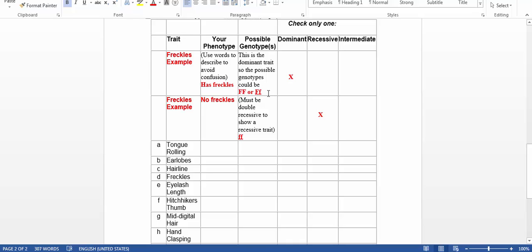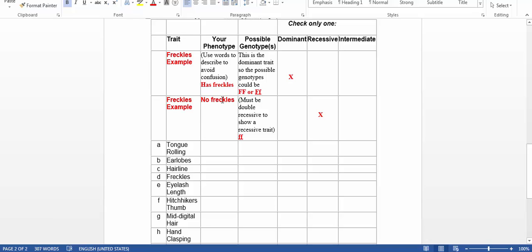There's no way to know without doing maybe a whole pedigree for me. We could figure it out. But with this, just looking, I have freckles, so I'm dominant. It could be that or that. So you're going to write down both of those every time you have the dominant trait. You're going to write both possible genotypes.